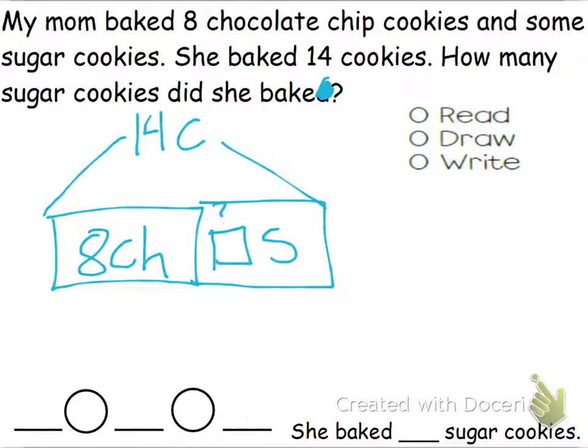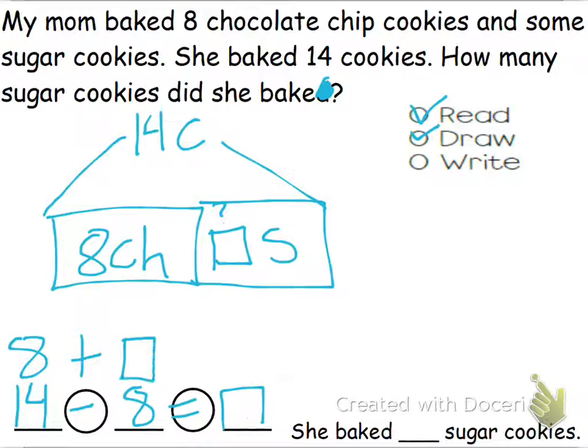So now, looking at this, we can do our number sentence because we've read it. And we drew our tape diagram, or what we knew so far. So now we can do our number sentence. Remember, it could be addition or subtraction, whichever one you want. So it could have been 14 minus 8 equals mystery box, or 8 plus mystery box equals 14.